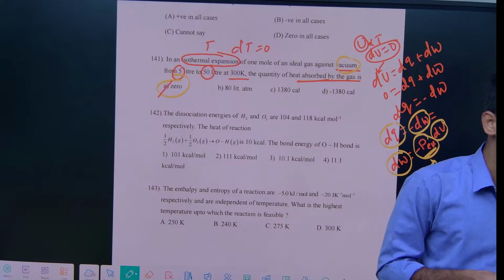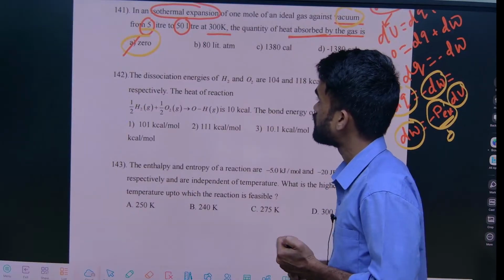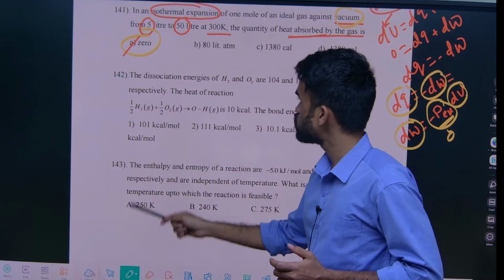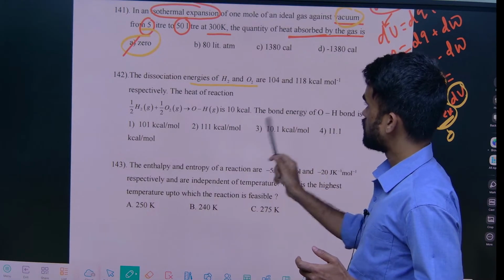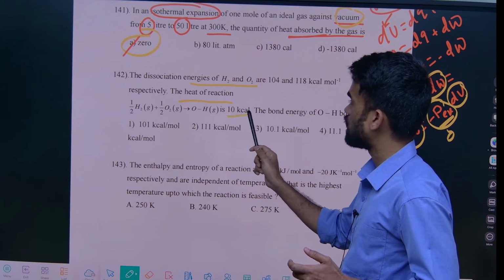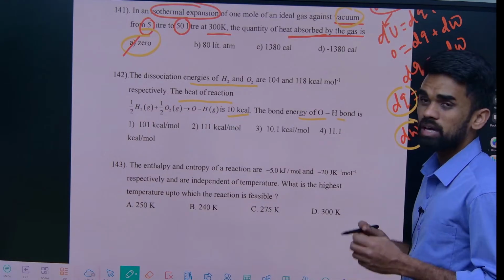Okay, next, what about question 102? Tell me. This is also one important model question, 102. How can you do that? The dissociation energies of H2O2 are given this much. Then the heat of reaction is 10 kilocalories. Then the bond energy of the OH bond is. How do you do this?